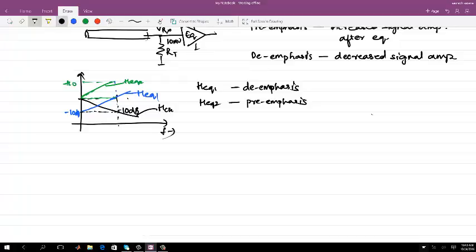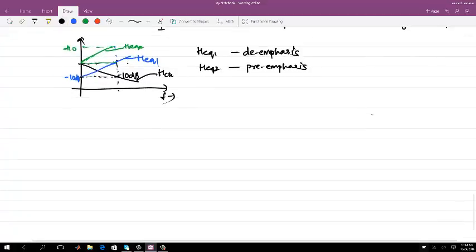So we do equalization on the receiver side, and mostly it is a pre-emphasis kind of equalization. The drawbacks will become clear later. What's the drawback of doing a pre-emphasis also? Okay. So let's begin with the equalization on the receiver side.